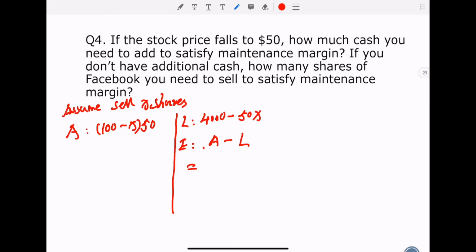Okay, I think it's 1,000. So now you wanted your account to restore this maintenance margin. So 1,000, which is your equity, divided by the value of your stock, which is 100 minus X, 50, equals 30%.